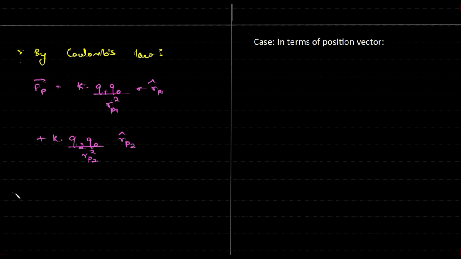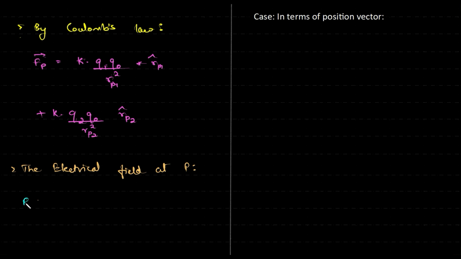Next, the electrical field at P would be EP is equal to K Q1 by RP1 square RP1 cap plus K Q2 by RP2 square RP2 cap. As simple as that, right? It's the same thing again and again, I know, but well, it's easy for you guys, right?